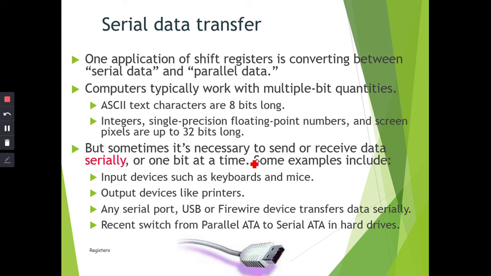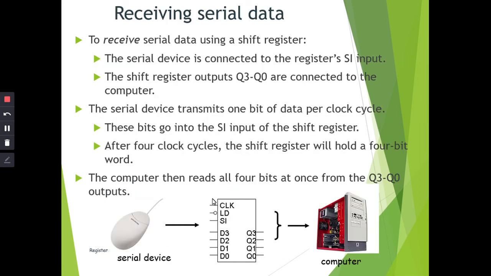We're going to look into an example. We can see here that computers typically work with multiple bit quantities. For example, ASCII is 8 bits long, and integers are up to 32 bits long. But sometimes it's necessary to send or receive data serially. This is whenever they are communicating with the outside world.